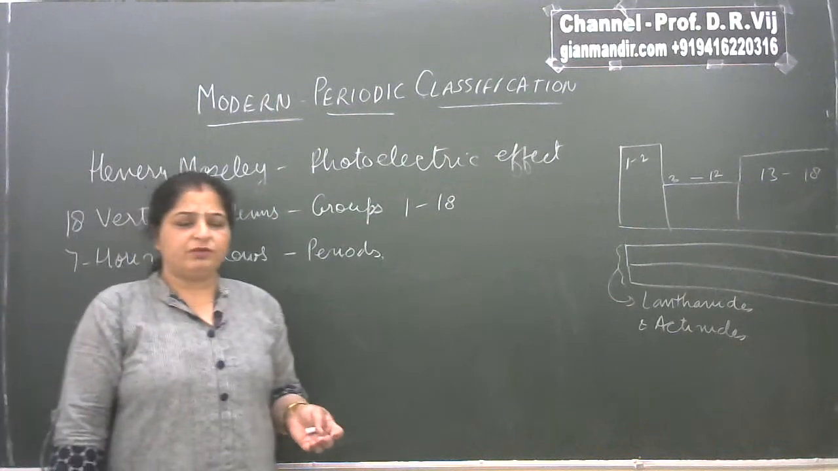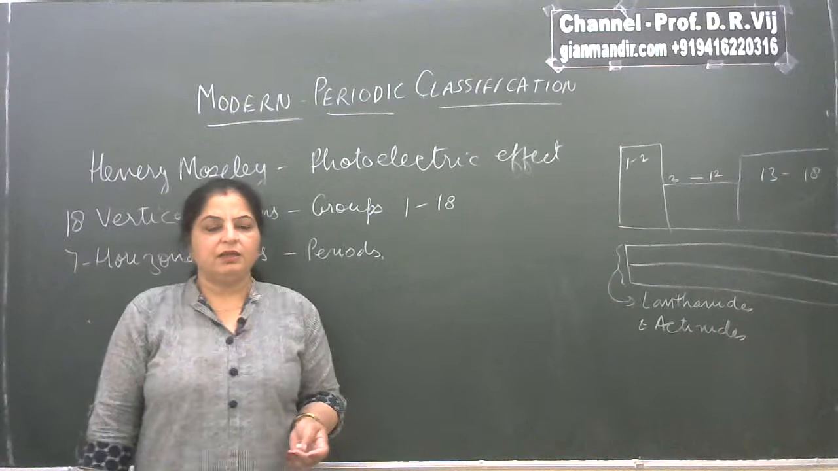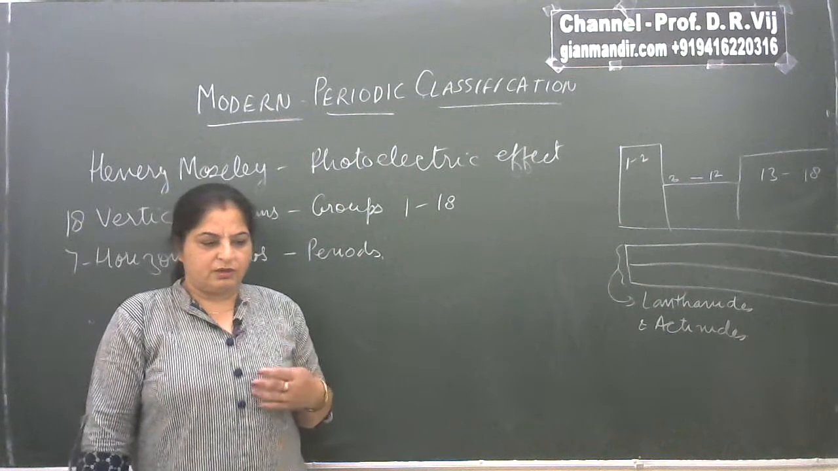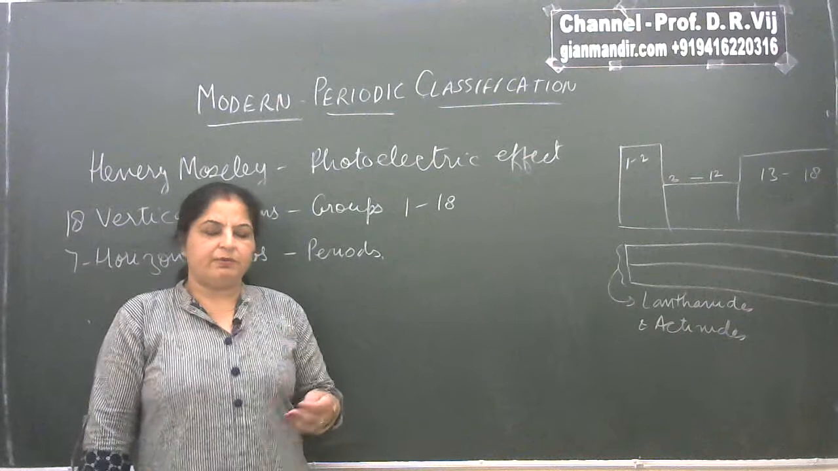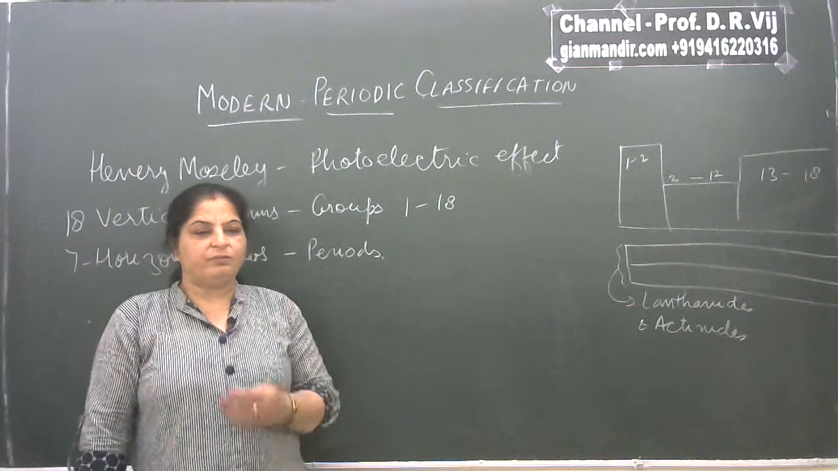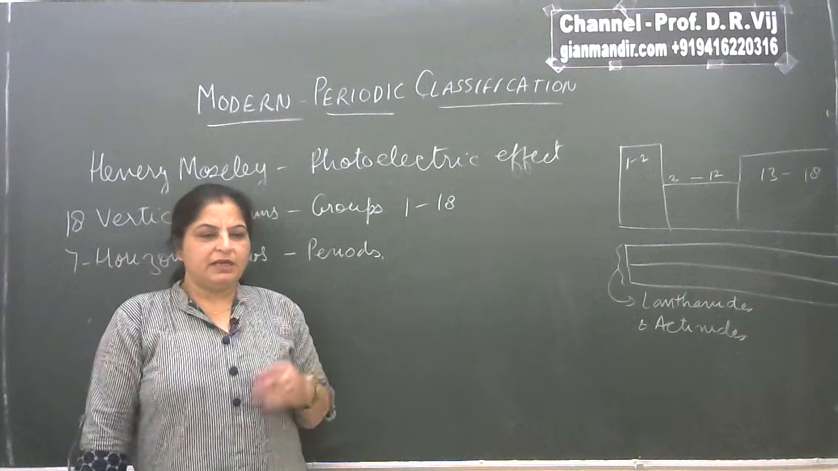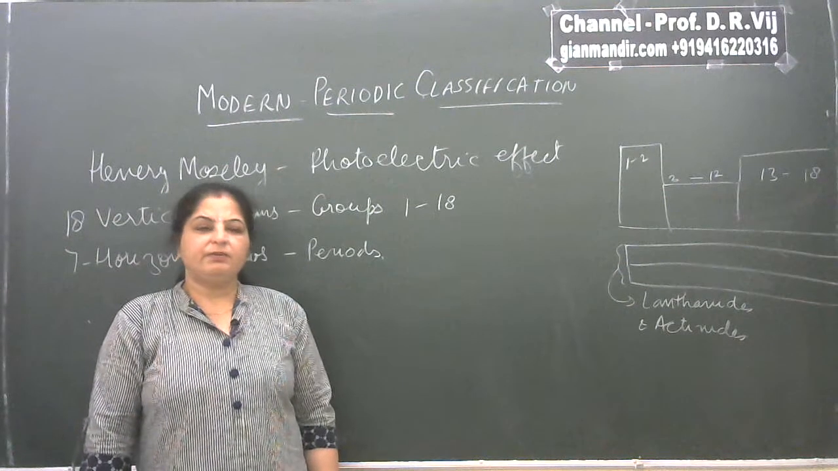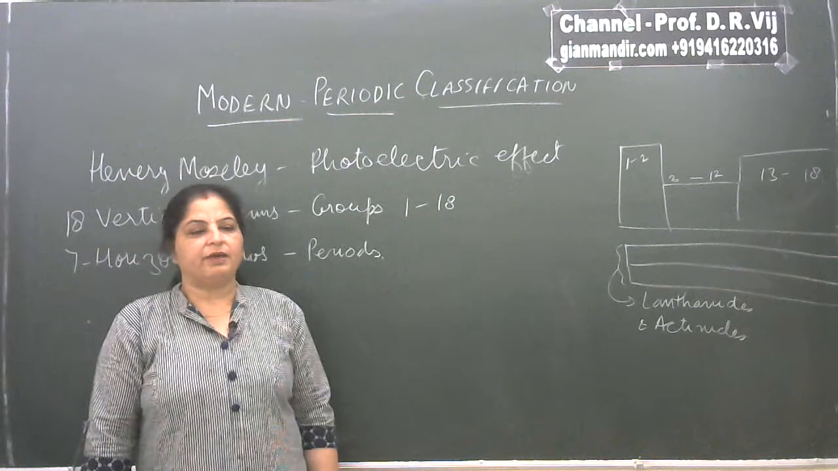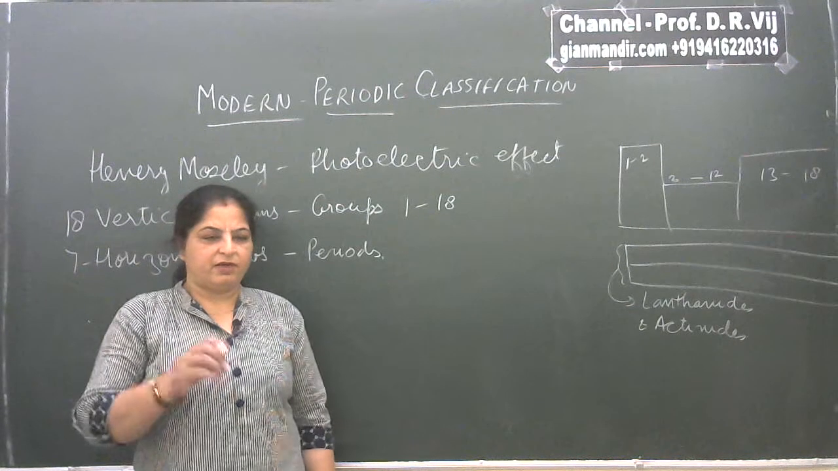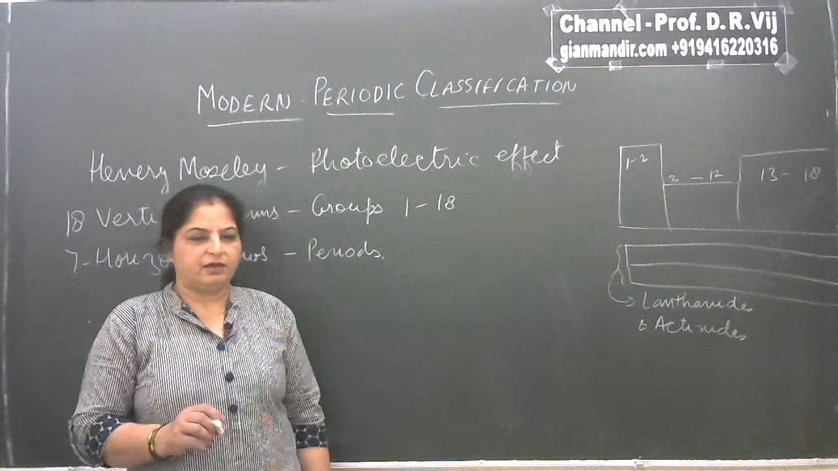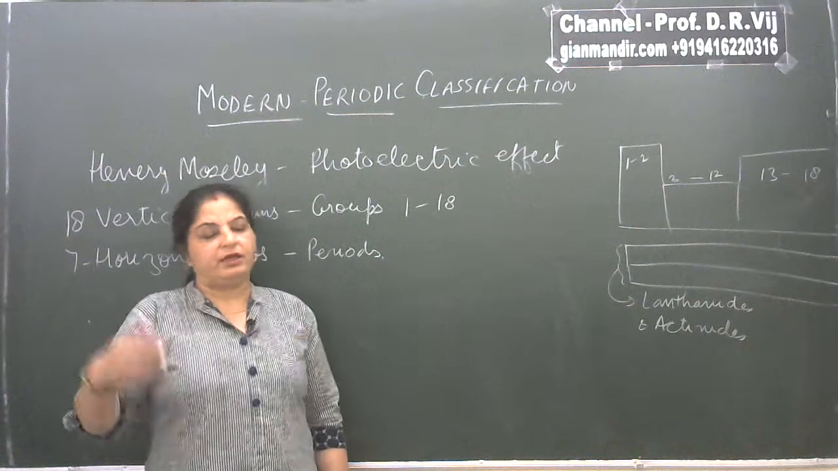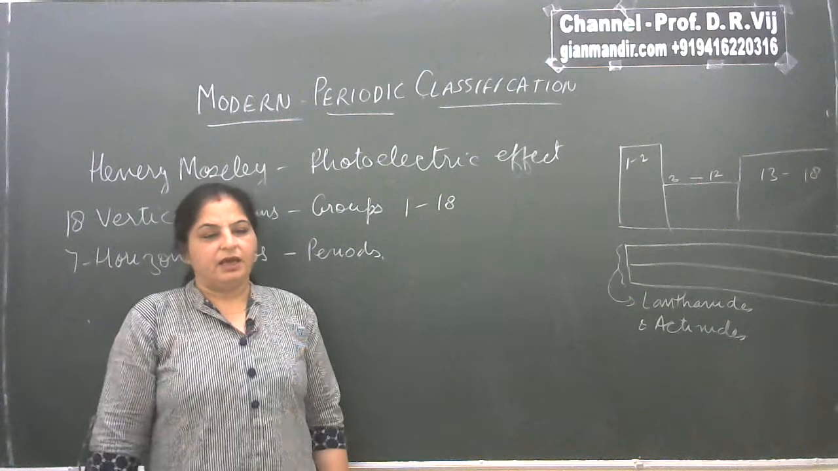Another problem with Mendeleev's periodic table was that there was no certainty about the continuity of the periodic table, because Mendeleev's periodic table was based on atomic masses, and atomic masses never increase in a regular manner. It's not like that if one element has atomic mass 1, then another must have atomic mass 2, and then another must have atomic mass 3, and so on.